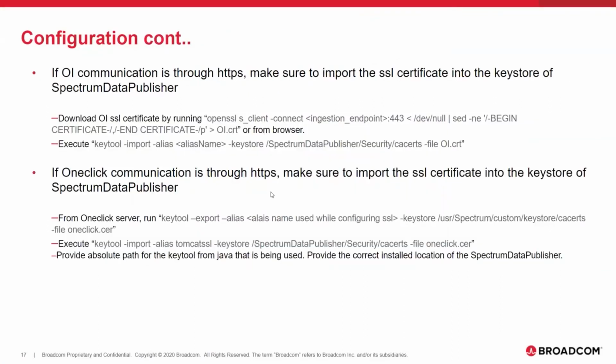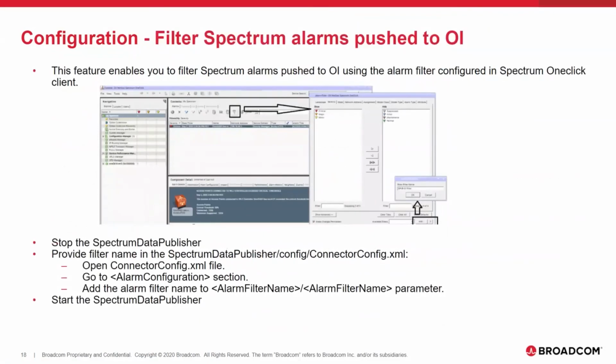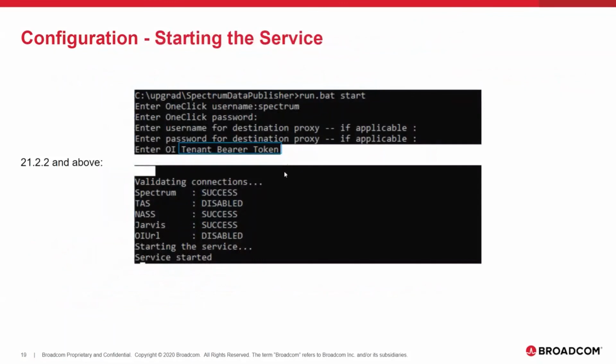This is again no different. If the communication is secure, we need to import the certificates, the same as before. The filter Spectrum alarms push to OI configuration also has no difference. Let me skip through. Starting the service, you can see here, this is the latest screenshot, where it will not prompt for any service account details, and it clearly prompts for the OI tenant token.